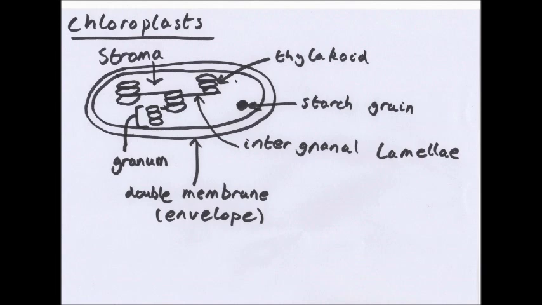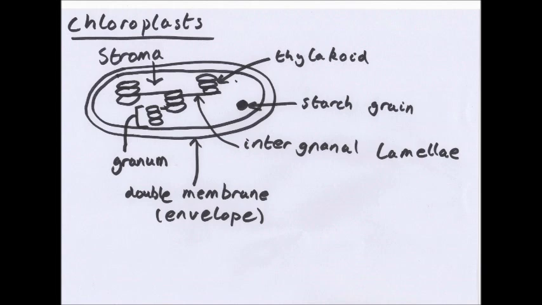Now, the outer membrane is permeable to many small ions. So, this is the kind of chloride and sodium ions you'd use. And then the inner one is less permeable but has transport proteins embedded in it. It's then folded into lamellae, which are thin plates which are stacked up.